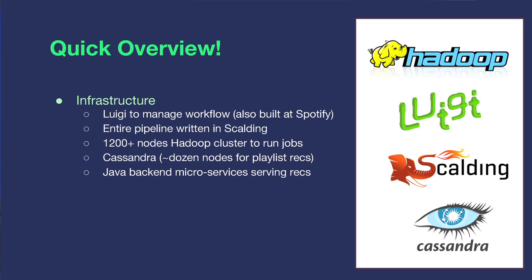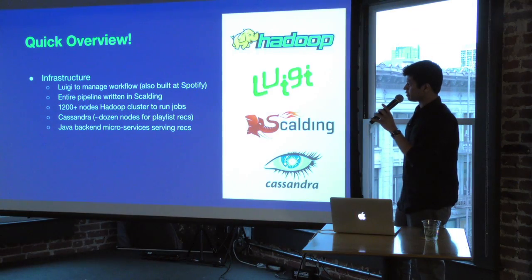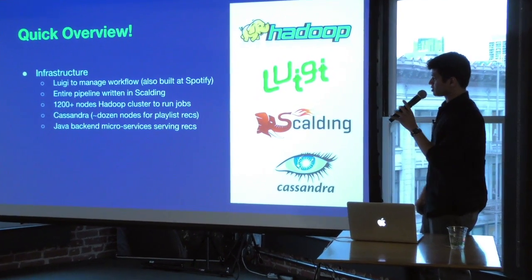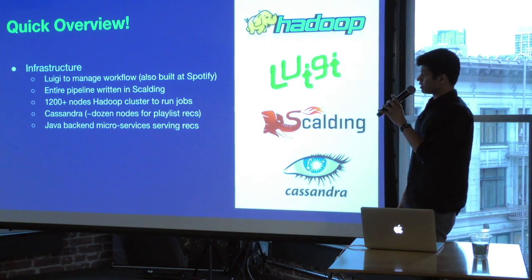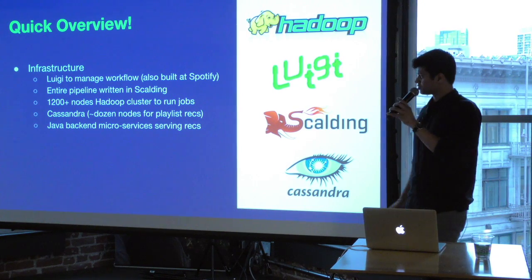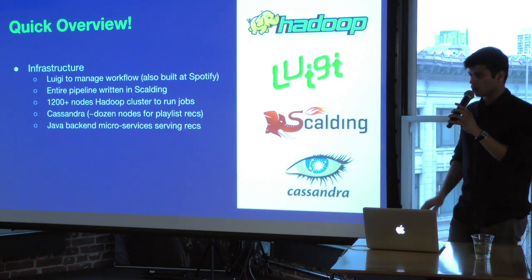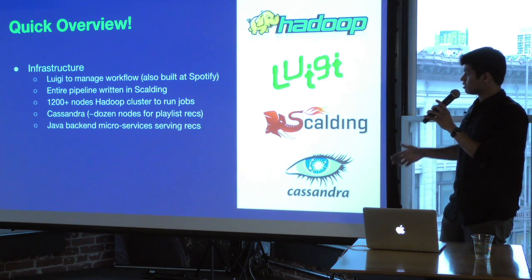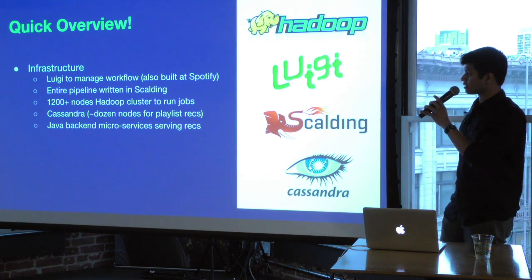So let's take a little step elsewhere to infrastructure and the kind of technologies we use in the recommendations pipelines to make it more robust and better. We use Luigi to manage the workflow. This was also something that was developed at Spotify by Erik Bernhardsson. And this takes care of dependency resolution, job scheduling, fault tolerance. So all of that is taken care of for us, and all we have to worry about is writing jobs and just scheduling them once, and then Luigi will take care of all that.